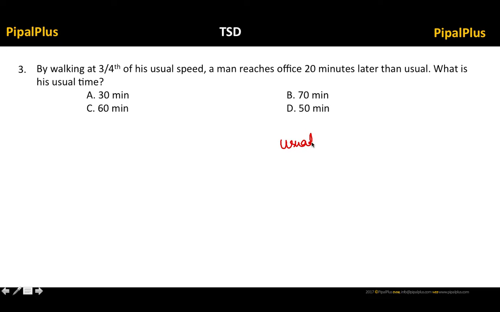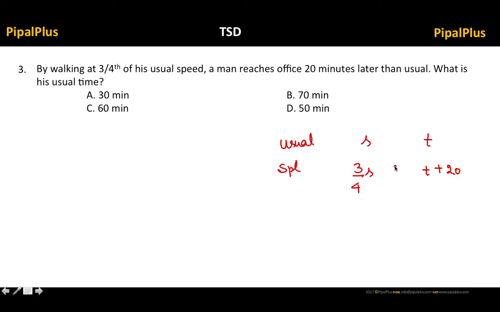So let's say in the usual situation, the man travels at a speed of s, right? And he takes time t minutes, right? But in the special situation, if he walks slow, the speed now being 3/4 of his usual speed, if he walks at 3/4 s, the time that he takes is 20 minutes more. Why? Because he's reaching 20 minutes late, right?